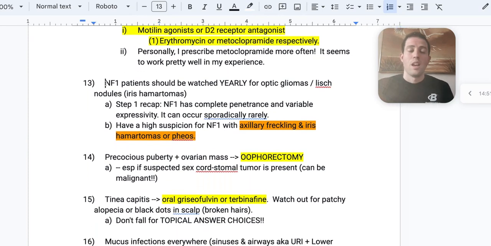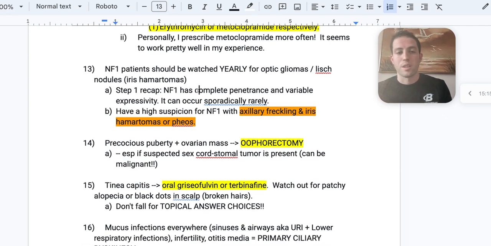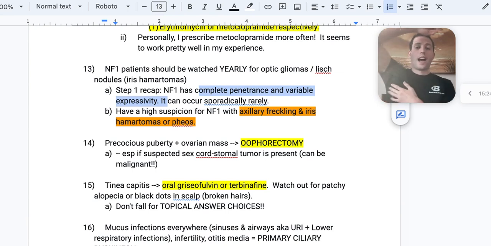Number 13. Neurofibromatosis 1 patients need to be watched every single year for optic pathway gliomas and Lisch nodules, aka iris hamartomas. So you have to know that number one, it's yearly eye checkups. Number two, you have to know optic pathway gliomas and Lisch nodules, which are iris hamartomas, are associated with NF1. And remember, back to step one, neurofibromatosis 1 has complete penetrance and variable expressivity, but it can also appear sporadically in rare instances.